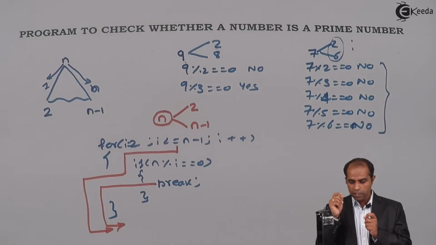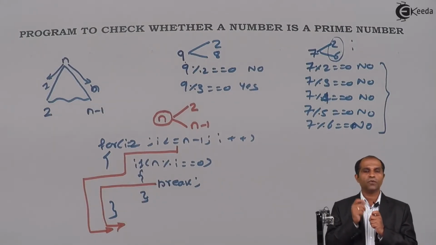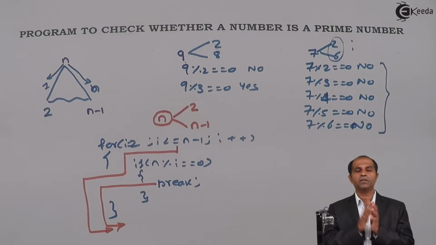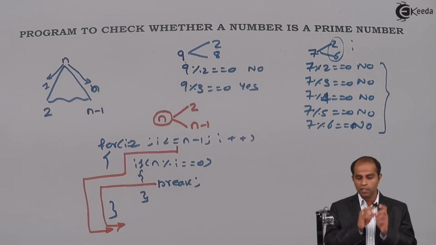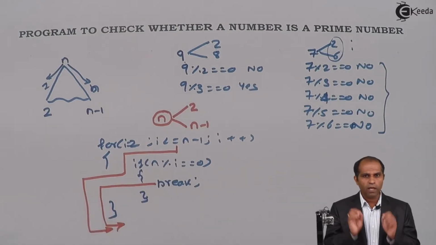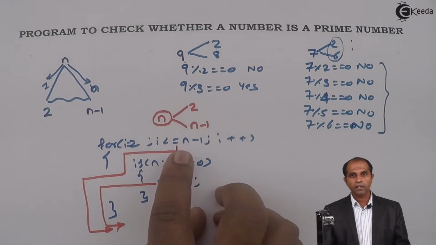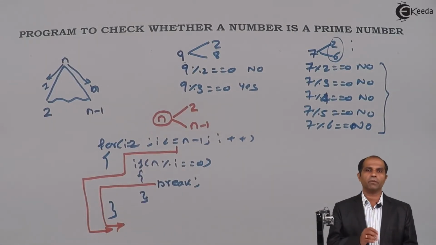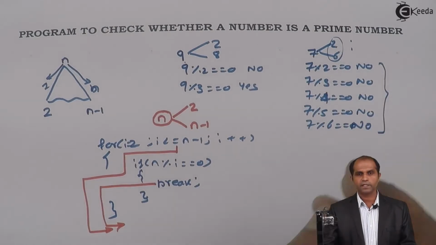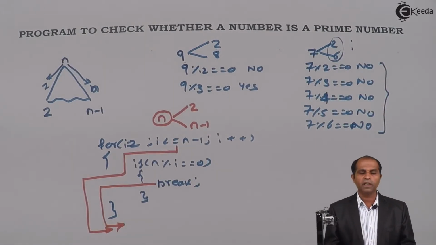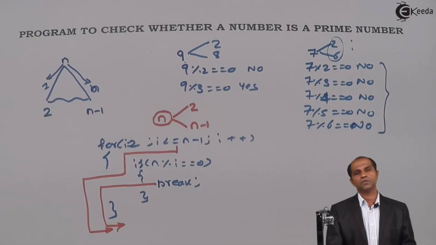If I have 7, 7 was tested for 2, 3, 4, 5 and even 6. The value of the condition n mod I equals 0 is never true. Hence it will not execute the break instruction, it will quit by the condition. So that helps us conclude that if I quit by condition, then the number is a prime number, because in that case the collective answer is no. If I quit by break, it means that somewhere in the middle the condition turned out true.